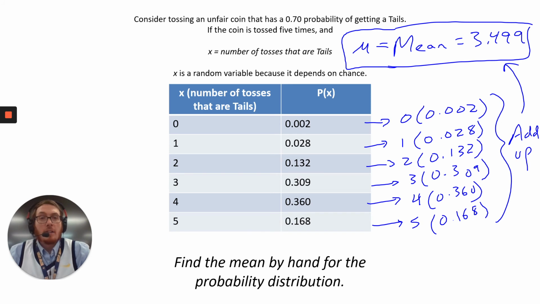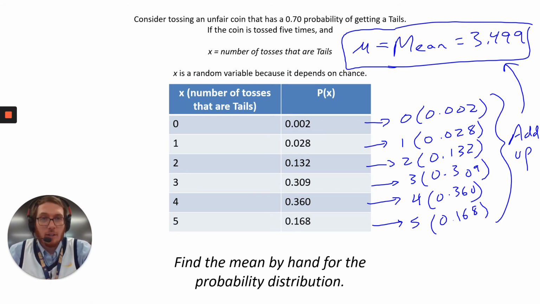Okay, so let's go back to the unfair coin. This is the same table we started with, but now it says to find the mean. So to find the mean, I'm going to take x times p of x. So 0 times 0.002, 1 times 0.028, 2 times 0.132, and I do all of those six pieces. I just multiply across, and then I add them all together.